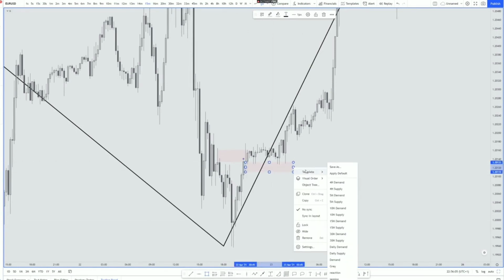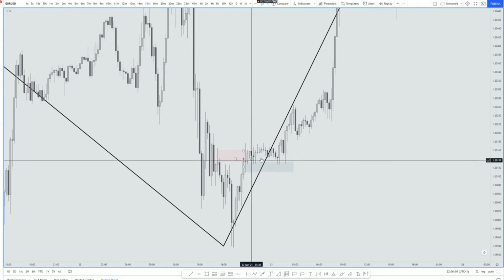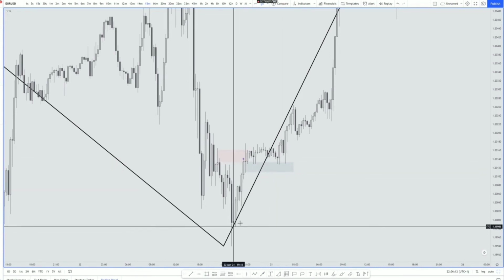Now, in this particular case, this is the zone they decided to go off of. And this is why we pair time frames. I don't know if it's going to be this zone or this zone or this zone.